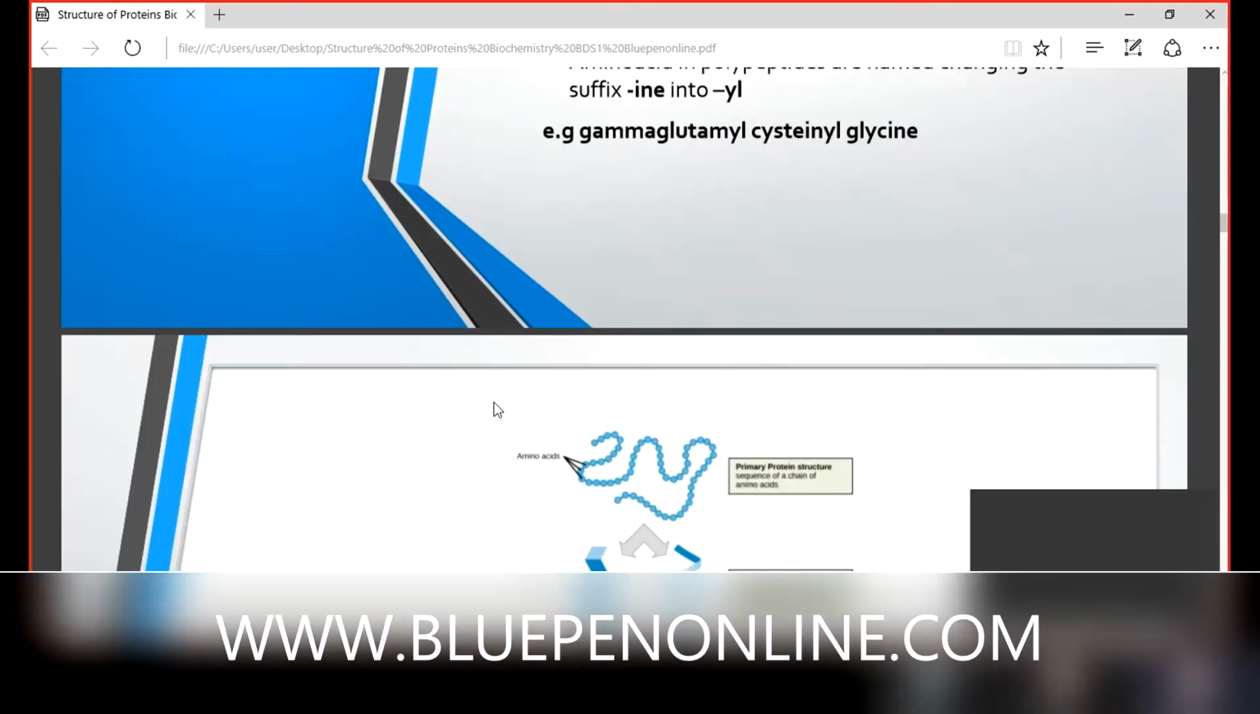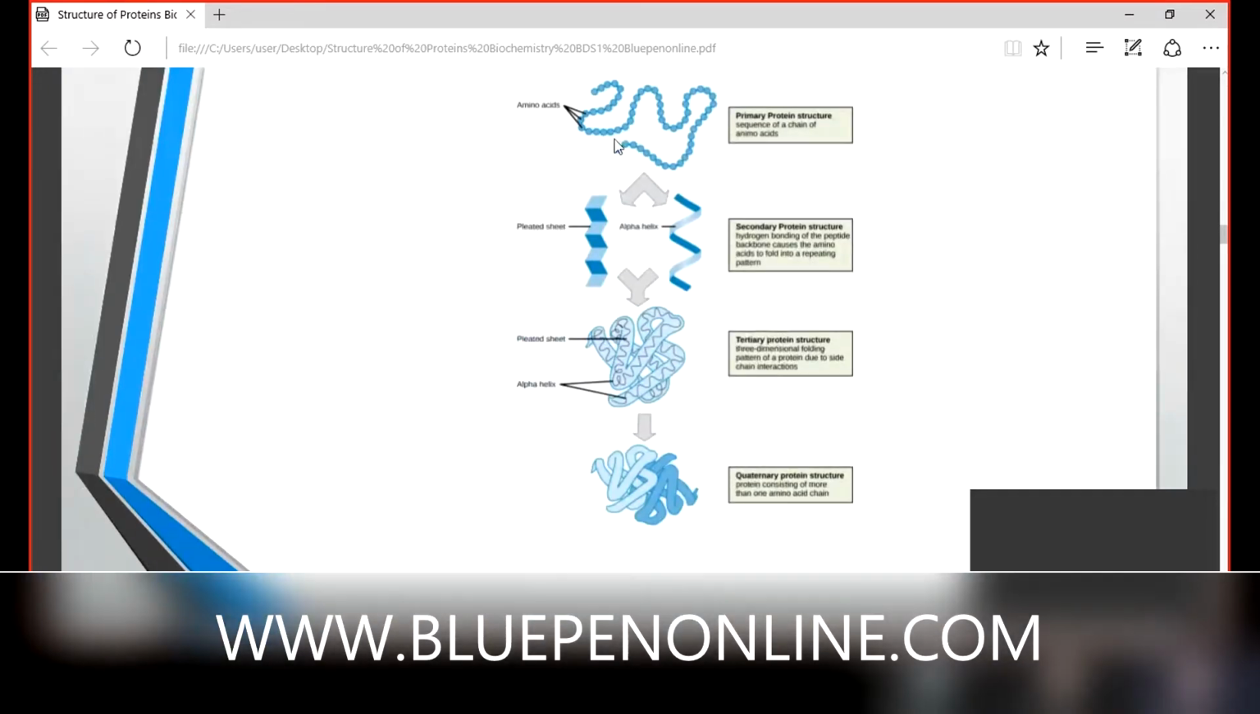You can see the different structures. Can you name them? The first one is primary. Primary, secondary, tertiary, and quaternary. In secondary, there are two types of structure. Which are they? You remember? Alpha helix and beta pleated sheet structure.